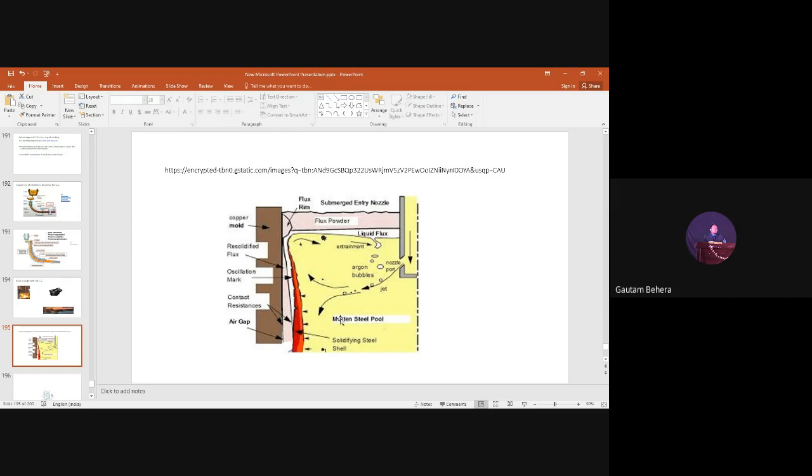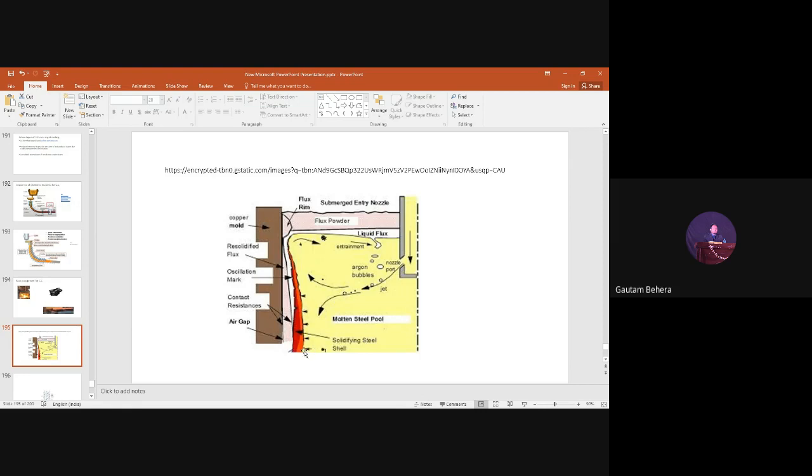And you can see the flow of the liquid. The liquid is flowing from the tundish to the SEN, and it is going like this in this direction. The speed is very high actually, but in the next class I'll tell you how the speed of this liquid steel is controlled here. This is the flow direction.